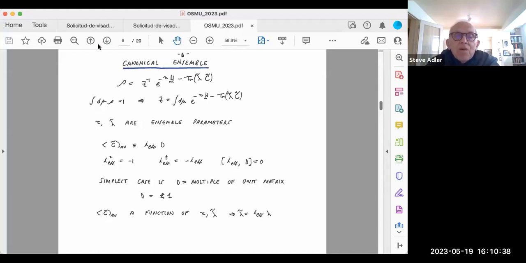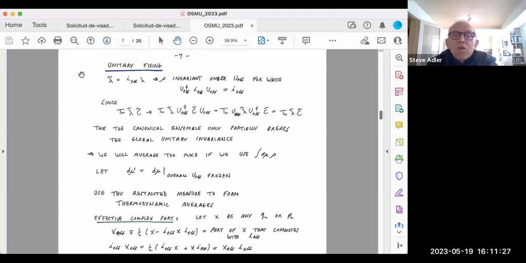The average of C tilde can be written as I effective times a diagonal matrix D, where I effective squared, this is just a general statement for anything that's anti-self-adjoint, I effective squared is minus one, I effective adjoint is minus I effective, and I effective commutes with D. And the simplest case that I'll assume is that D is a multiple of the unit matrix. So D is ħ times one, and that's how an effective Planck's constant comes into this. C tilde average then is a function of τ and λ tilde. So we can write λ tilde as I effective times λ. Okay, let's go on to the next slide, where λ now again is real valued.